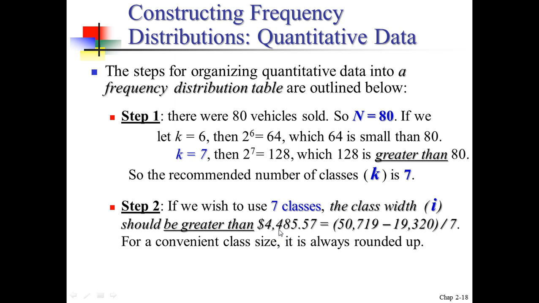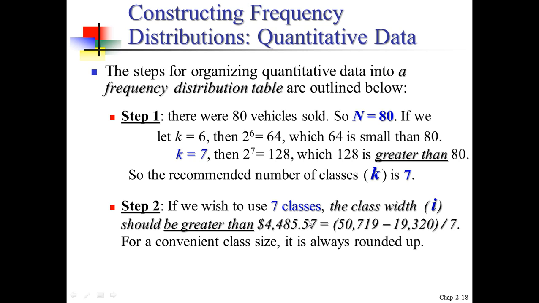4,485, or maybe I can say 4,486 because I round it up. This is I, the class width or class interval. For convention, class size is always rounded up. This is always up.